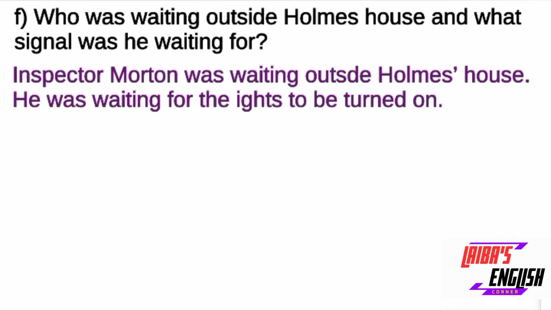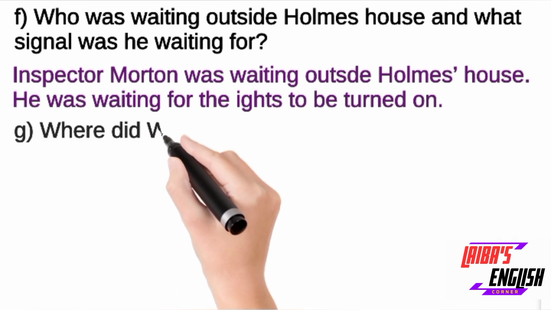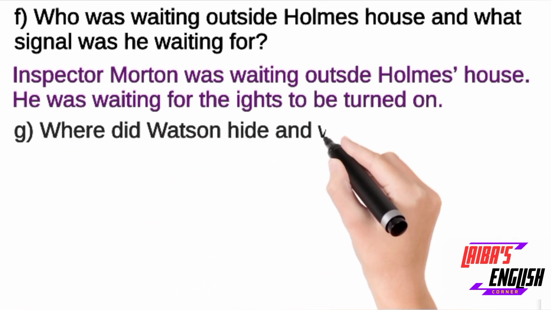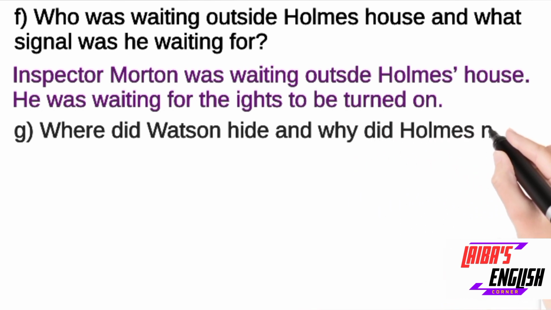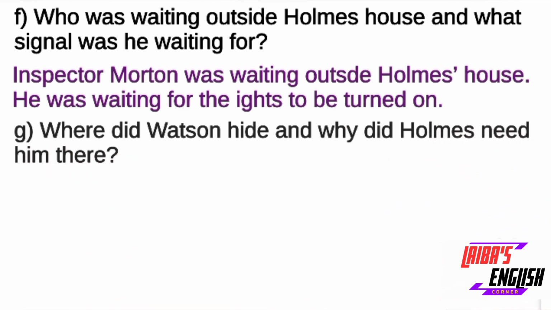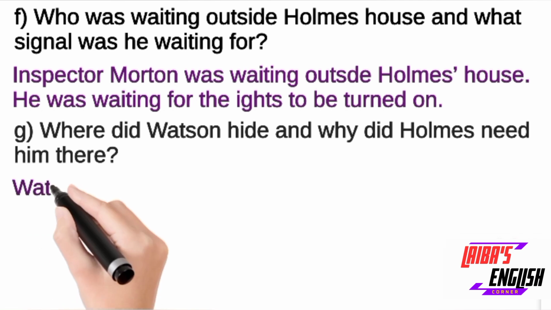Next question is, where did Watson hide? Now, who was Watson? Watson was a doctor and was a close friend of Holmes. So the question is, where did Watson hide and why did Holmes need him there? Where did he hide? Because Holmes gave him an order to come before him. And why did Holmes need him there? So this is the main question.